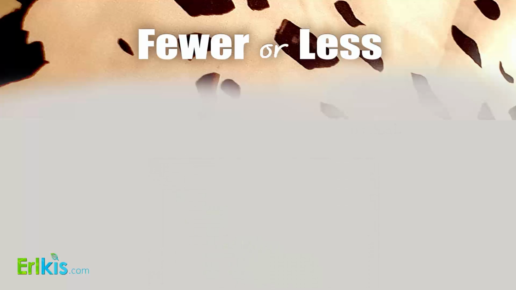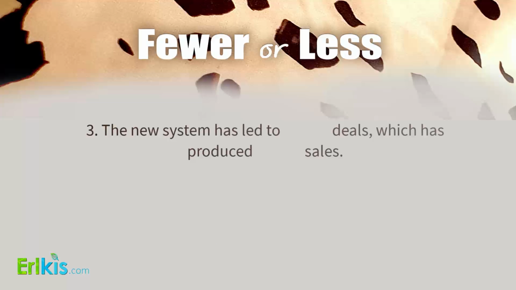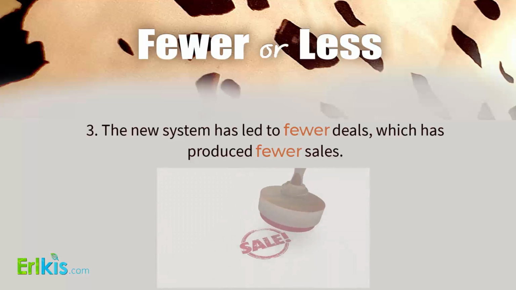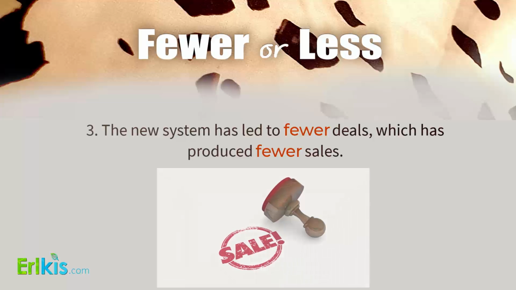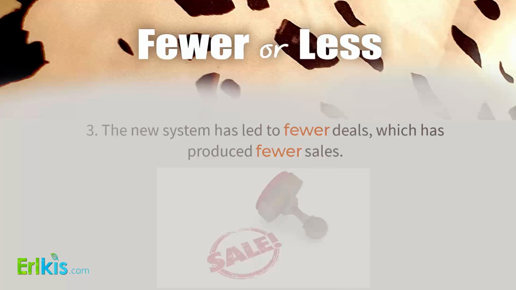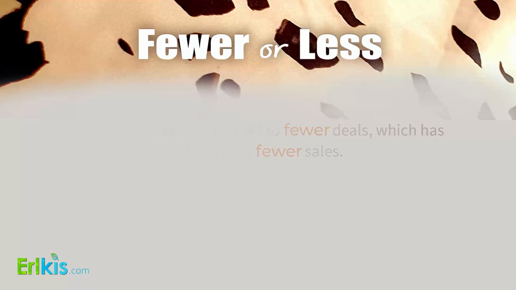Number 3, the new system has led to something deals, which has produced something sales. If you said fewer deals and fewer sales, once again, you are correct. We can definitely count deals and we can count sales.